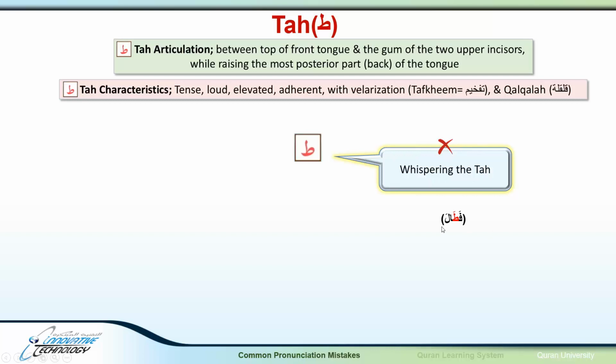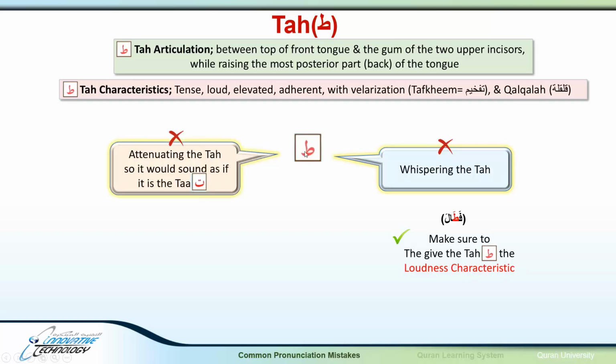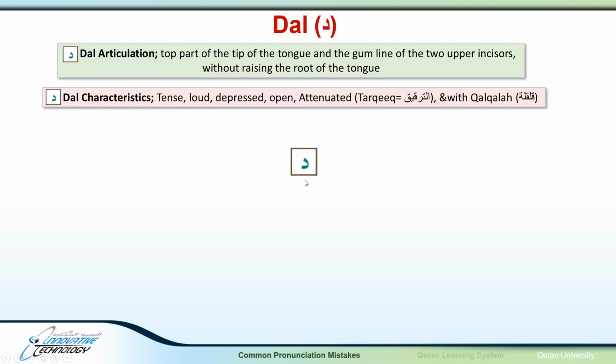Fatal, fatal, instead of saying fatal with the loud ta. So you need to make sure to give the ta the loudness characteristic. While the second mistake is attenuating the ta, so it would sound as if it is a different ta. Example, tibaqa, tibaqa, T instead of ti. Tibaqa, this is wrong. We need actually to pronounce it as a ta, like this. Tibaqa. So you need to make sure to give the ta its velarization characteristics so as not to mix it with the other ta.